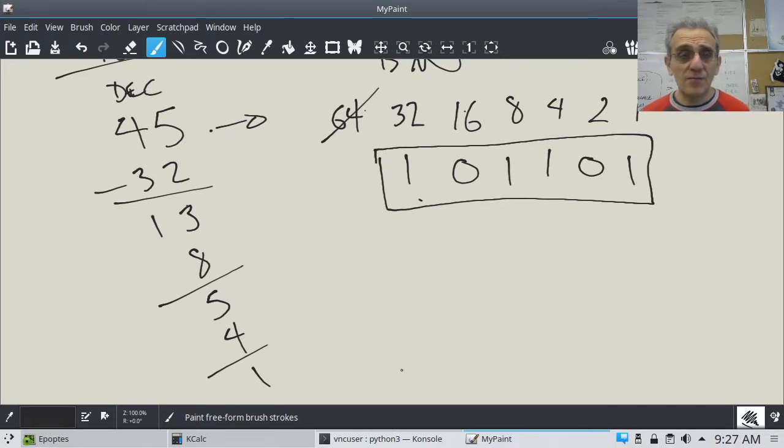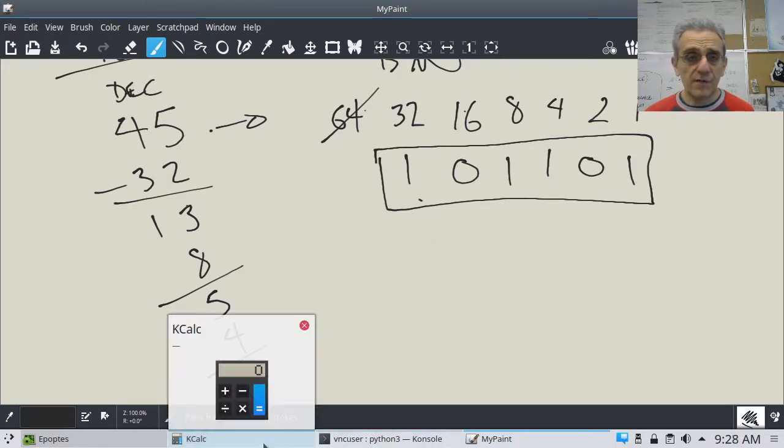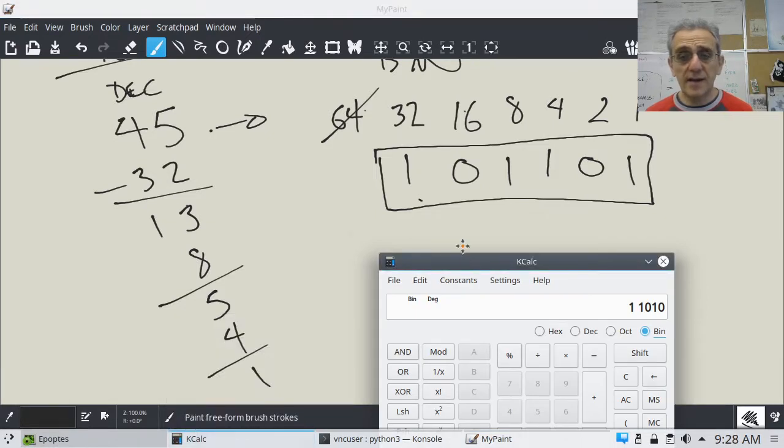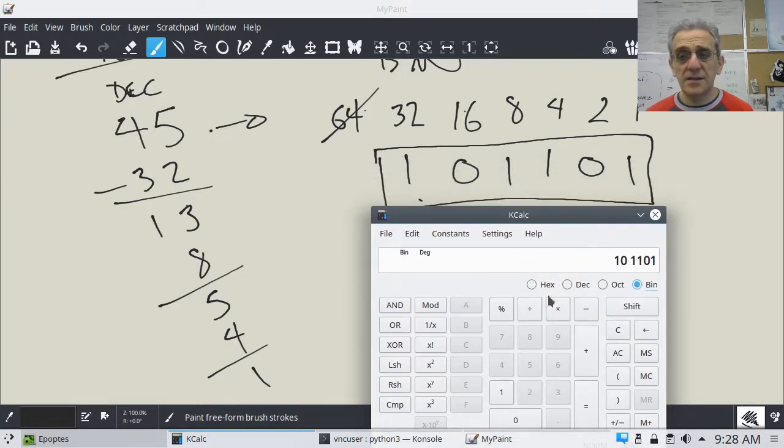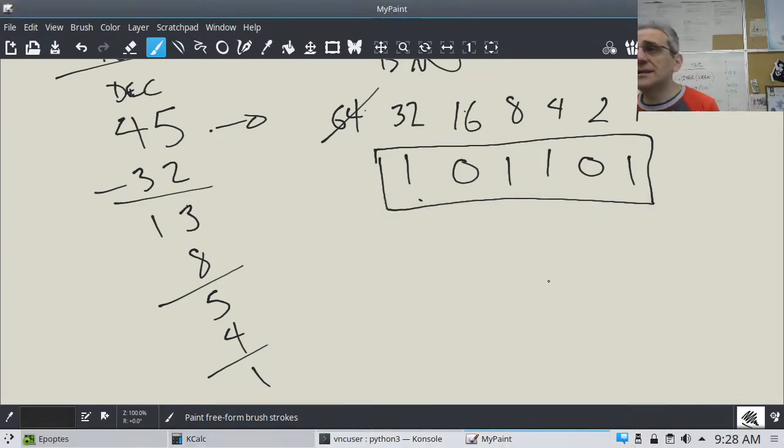Let's see if I'm right. The number was 45. Let's try it. So let's go decimal, 45 in binary, and the answer is correct, 101101. Woohoo! All right, you guys now know how to convert between binary and decimal.